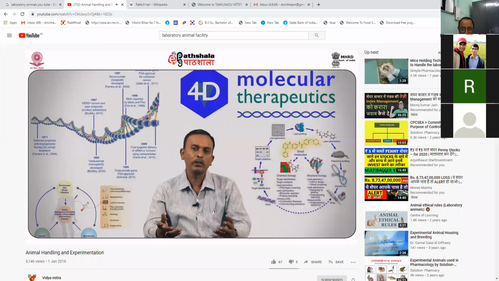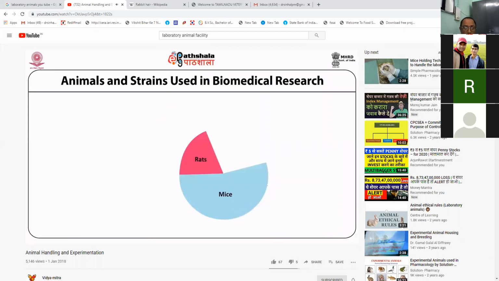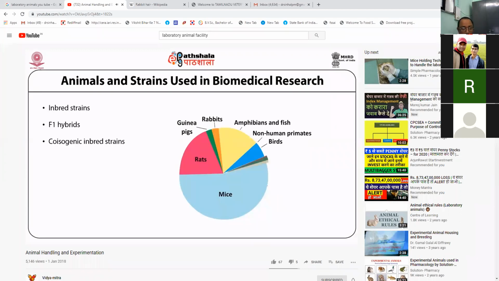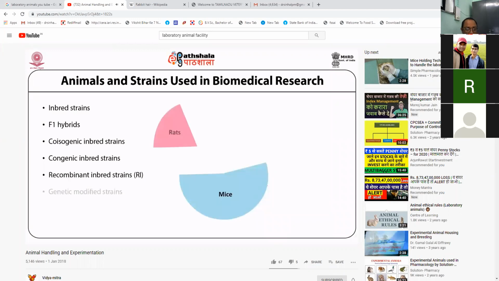of the mouse models. Now we can study some of the details of the animals and the strains used in biomedical research. One is inbred strains, the other is F1 hybrids, the third one is co-isogenic inbred strains. See the percentage of mice used, you see? And recombinant inbred strains, genetically modified strains, and outbred stocks.